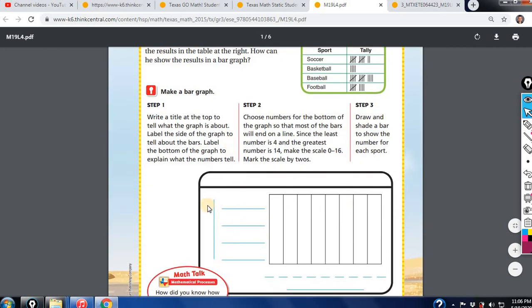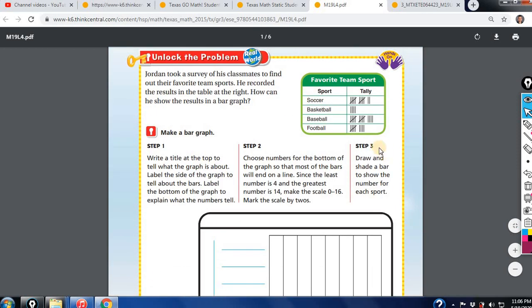Label the side here. What's the side here? Label the side of the graph to tell about the bars. Label the bottom of the graph to explain what the numbers tell. What do the numbers tell?